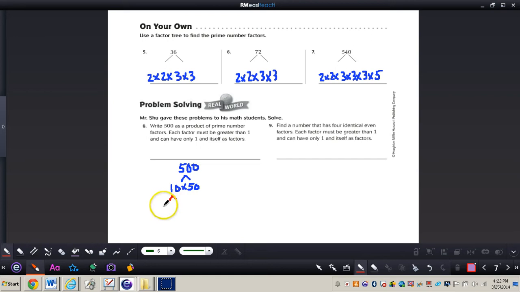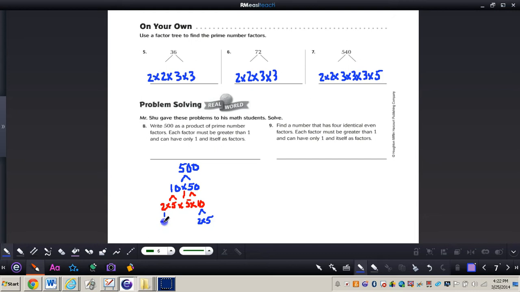I will change inks just so we can keep everything straight. We can break 10 down to 2 times 5. We're going to bring down that multiplication sign. 50 can be broken down to 5 times 10. Okay, now we have all prime numbers except for the number 10. And let's break down 10. We have 2 times 5 here.